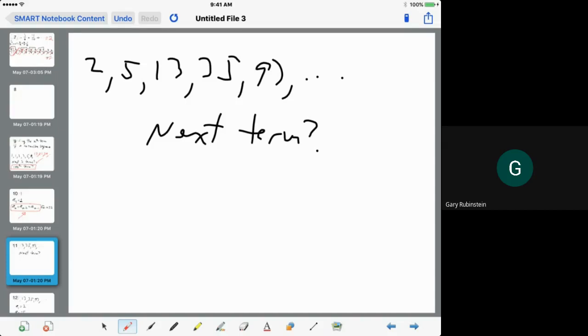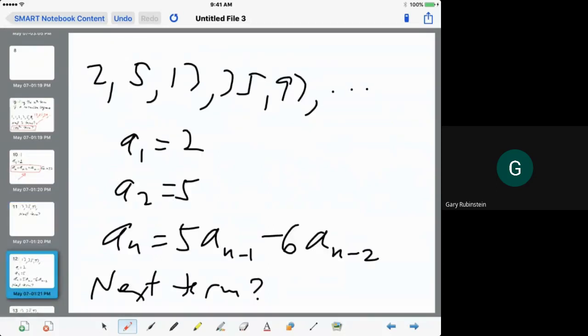I will tell you, though, that the recursive definition for this one was a1 equals 2 and a2 equals 5. Well, of course, those are the first two. But kind of like Fibonacci, the rule was, instead of adding the last two numbers together, we multiply the previous number by 5 and the two numbers before by 6 and then subtract.